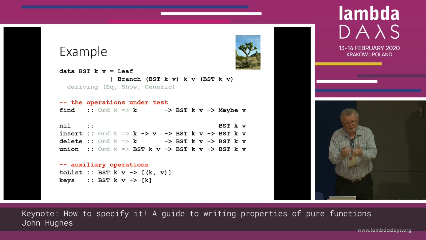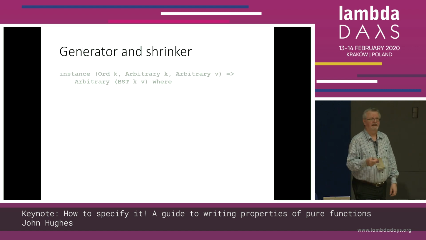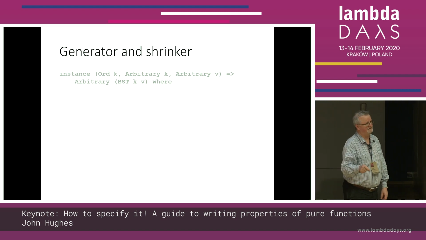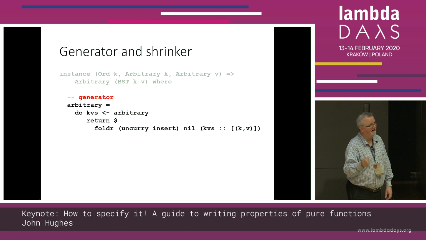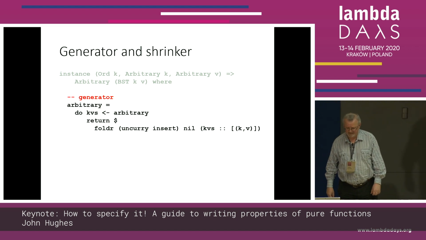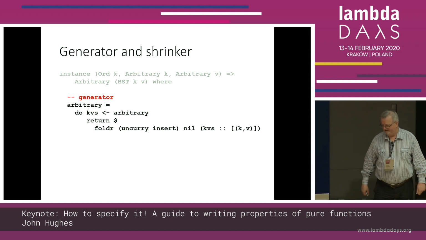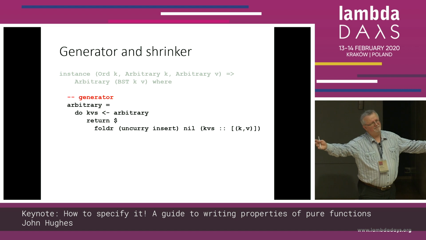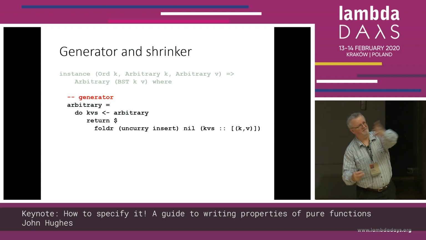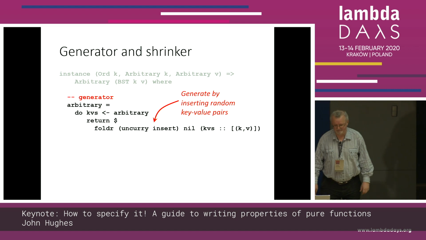OK, so now I want to write some properties of these operations. But before I can do that, I have to tell QuickCheck how to generate random trees. Now, I could give an entire talk on writing generators, but I'm not going to do that. I'm just going to briefly show you the generator that I'm using. It looks like this. So the code is a bit complex, but what it says is, choose a random list of key value pairs, and then insert them into the empty tree. Okay, so we're going to be able to get random trees by randomly inserting keys and values. I hope that sounds reasonable.